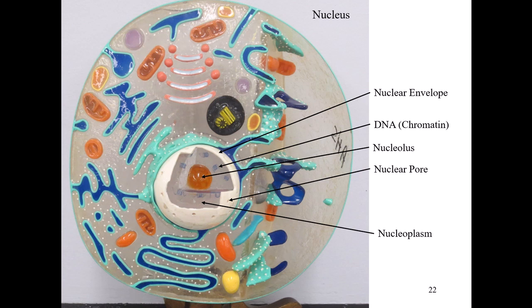Let's take a look at the nucleus first. So the nucleus is usually located somewhere in the middle of the cell. There will be some exceptions such as adipose cells, muscle cells, skeletal muscle cells, where the nucleus is not in the middle and it's going to be pushed off to the side. But for the most part, think of the nucleus as being in the center.